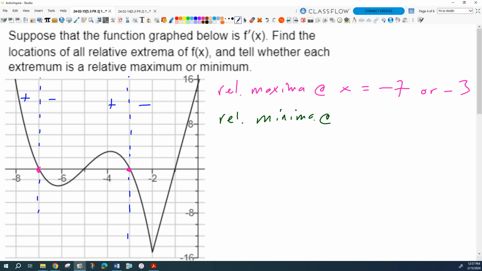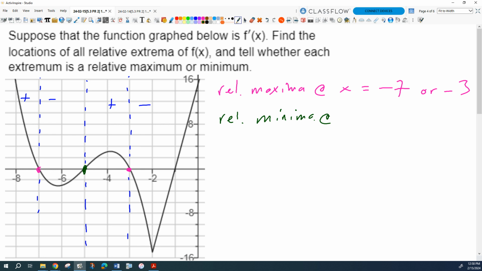Okay, we get relative minima where? -5, that makes sense, right? Because there we're transitioning from negative to positive. That makes sense. So decreasing to increasing. Any place else? Where?